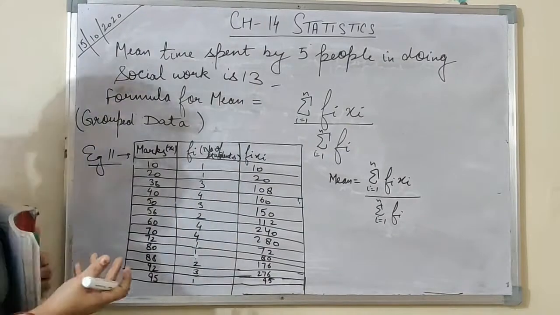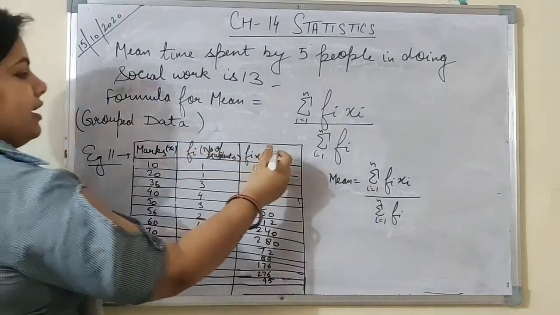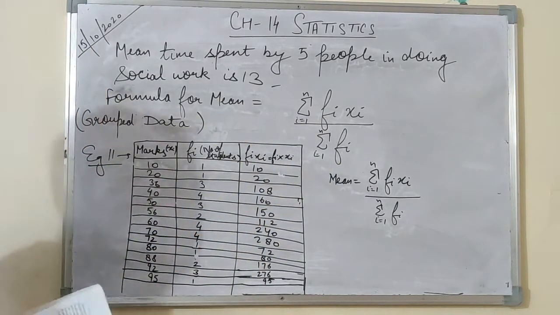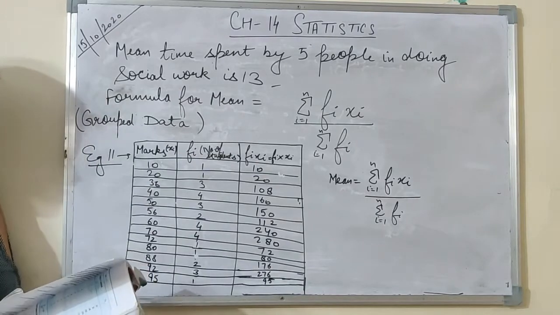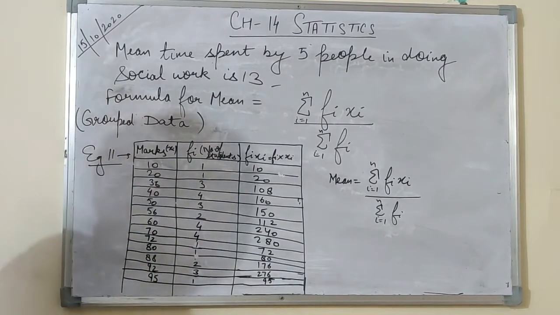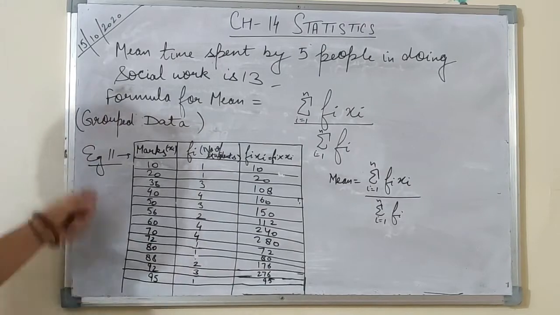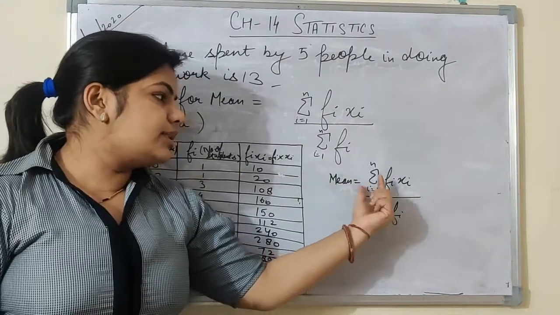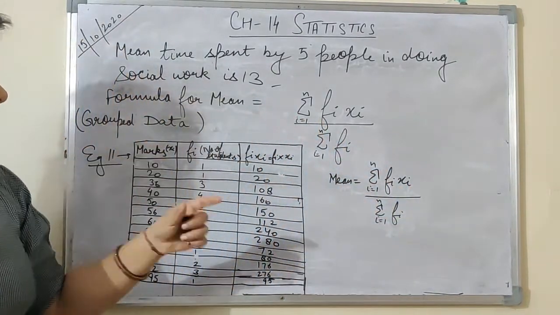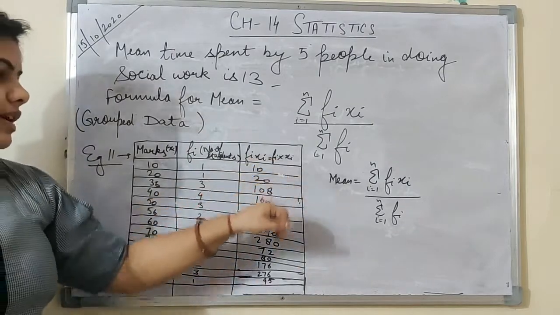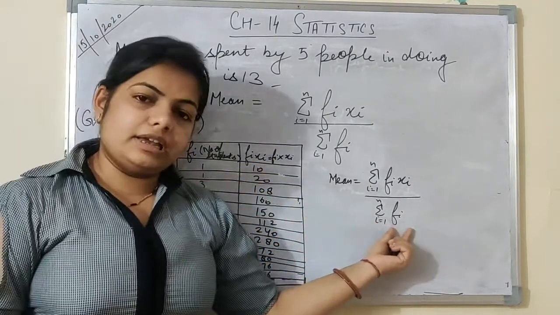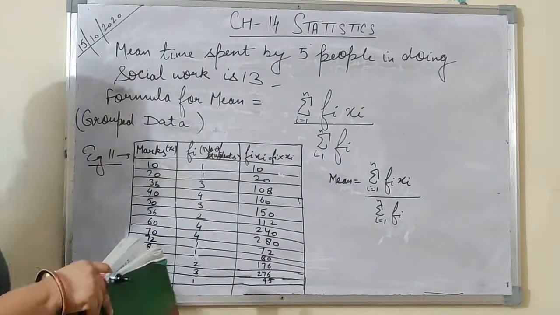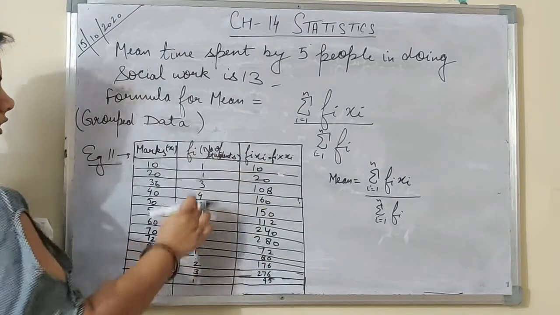As you all know what I have done, I have just multiplied this with this. Fi xi means we have to multiply fi with xi. I think till here there is no doubt. Now what else do we have to do after this? After making this table, we observe that our formula requires the summation of fi xi, which means the sum of this column, and the summation of fi is also required.